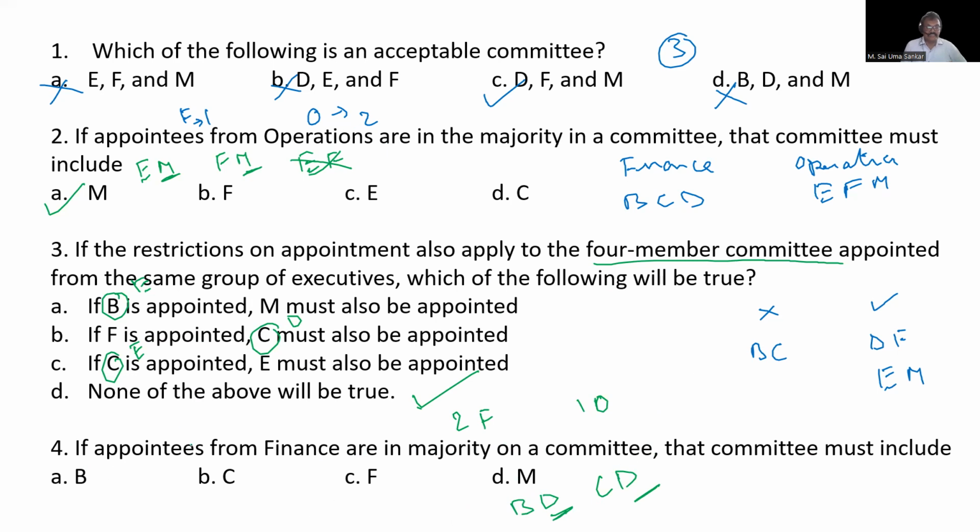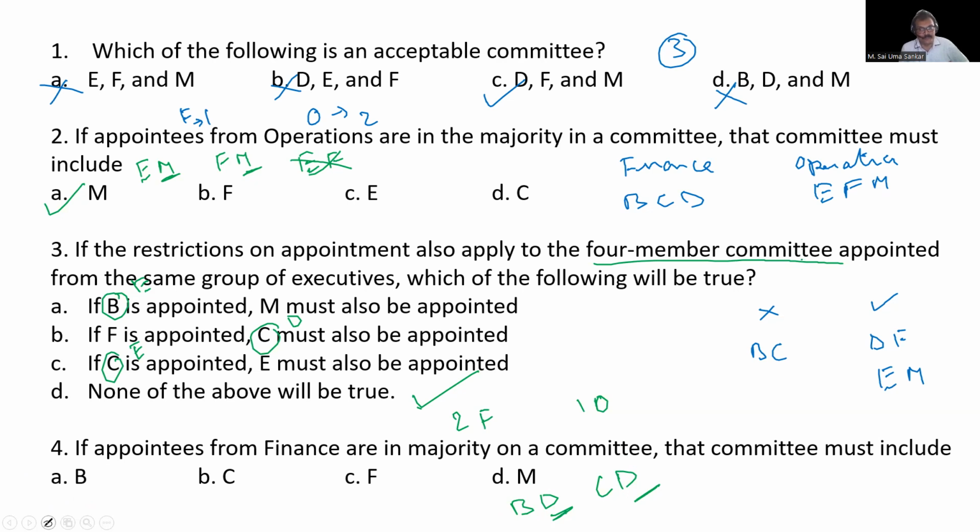Okay, next, if the appointee is from finance, that is the majority, the committee must include D. It is common. Next, if D is there, F must be there. If B is there, then what happened? What about the other two persons and BD? If B is there, then BD. If C is there, then CD.